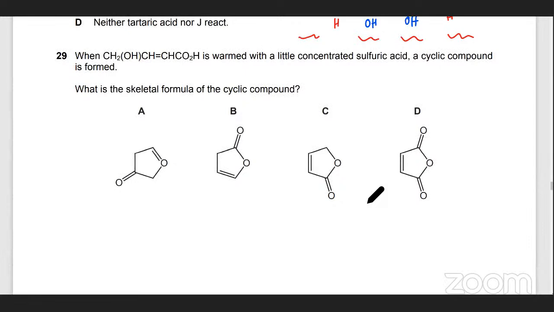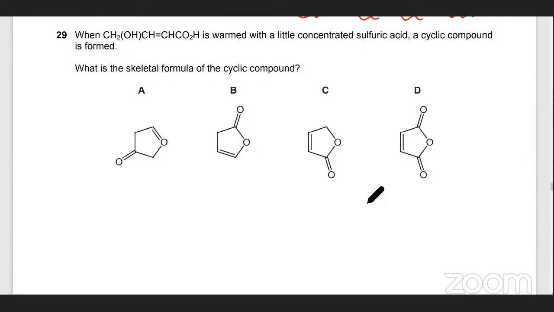Then you have this thing. And he's saying that there's this molecule over here. And this molecule is bound with a little concentrated sulfuric acid, and a cyclic compound is formed. What is the skeletal formula of the cyclic compound?